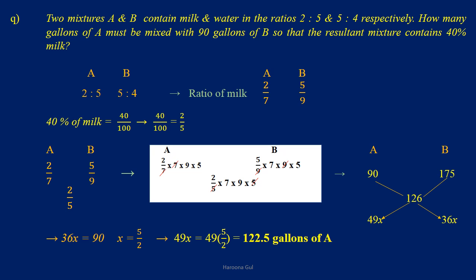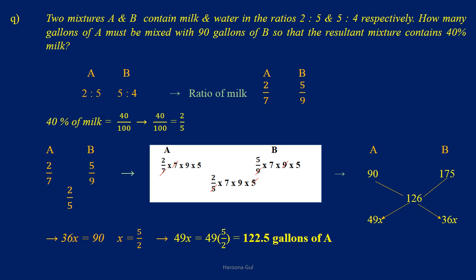This is an allegation question and it says that two mixtures A and B contain milk and water in the ratios 2:5 and 5:4 respectively. How many gallons of A must be mixed with 90 gallons of B so that the resultant mixture contains 40% milk?